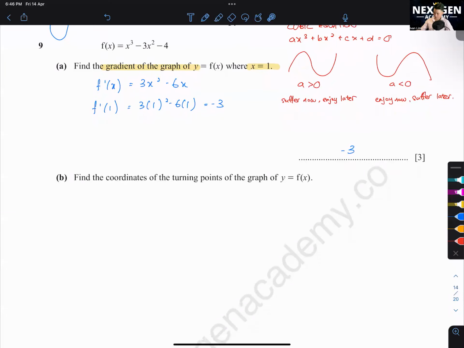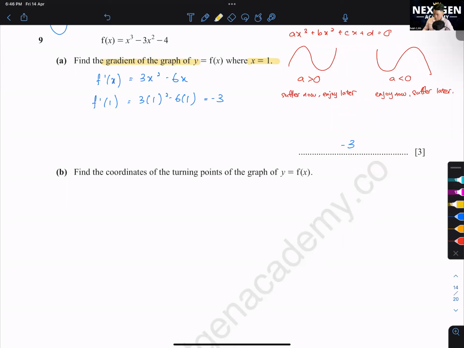Okay, question B. Find the coordinates of the turning points. Keyword here is turning points. What's turning points? Keywords are dy over dx equals to 0. Remember, dy over dx, when we do differentiation, we are finding the gradient function, the function that represents the gradient, because we cannot do y2 minus y1 over x2 minus x1. So any graph that is not a straight line, we have to use differentiation to find our gradient.